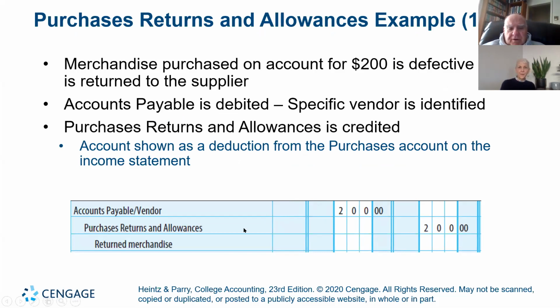And since you never credit purchases, you now credit the contra accounts. The account shown as a deduction from the purchase account. And just like you had net sales, we're going to have net purchases. Net purchases.